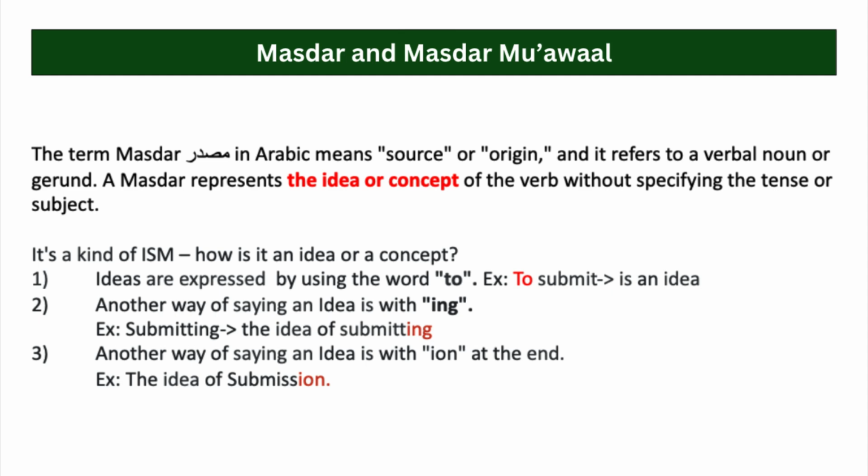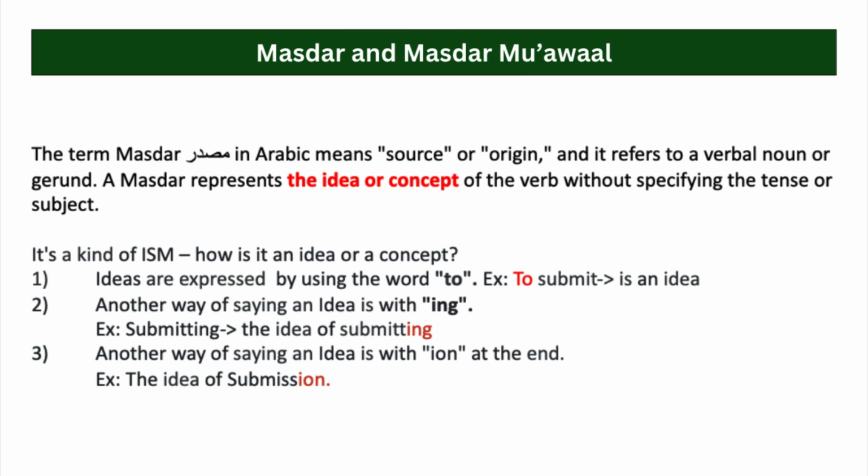In this lesson, we are going to understand a very important concept in Arabic grammar, the Masdar. The word Masdar in Arabic literally means source or origin. In grammar, it refers to what we call a verbal noun. This means it comes from a verb, but it does not behave like a verb. Instead, it represents the idea or concept of the action, without mentioning who did it or when it happened. So this is very important. A Masdar gives us the action as an idea, not as something happening in time.